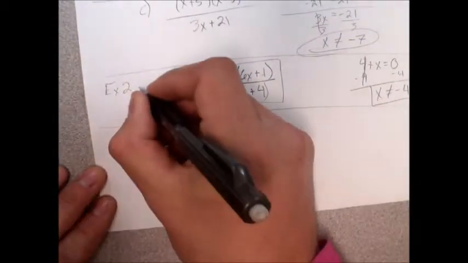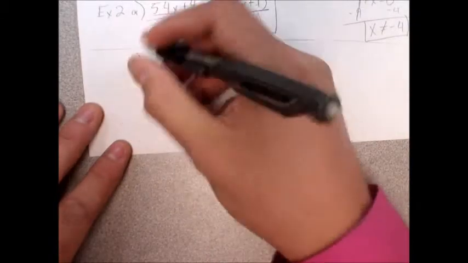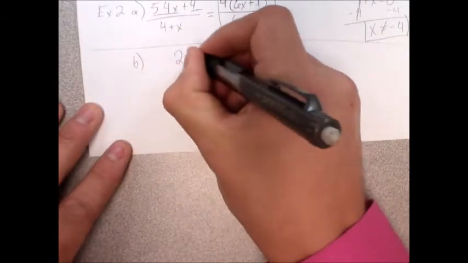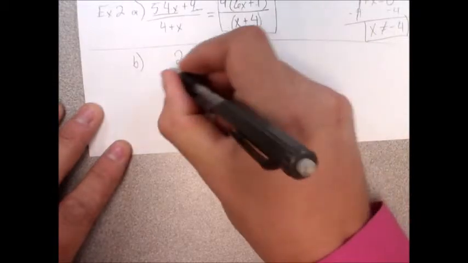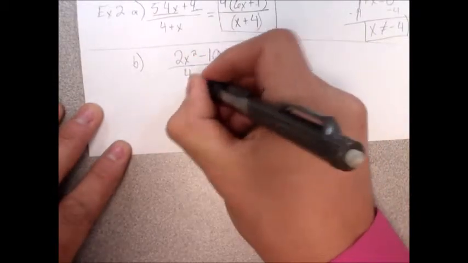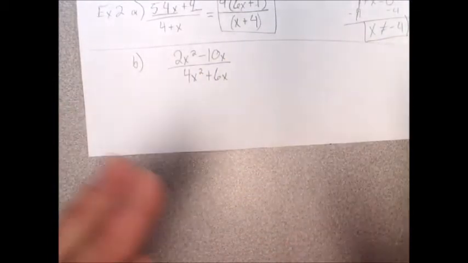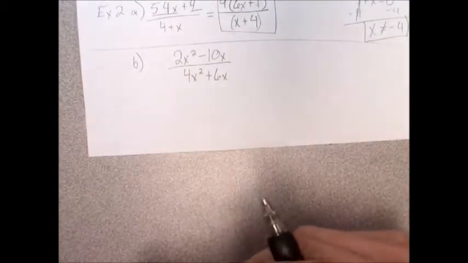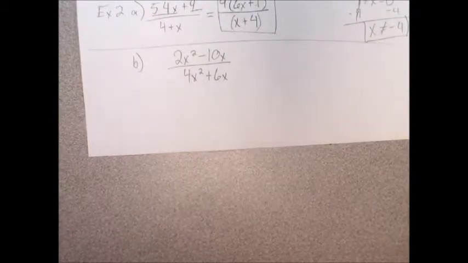That was A. On B, there's a much more complex one. On B it says, write this down as I say it aloud, 2x squared minus 10x over 4x squared plus 6x. Now we can do the long drawn out way of doing this. There is a long drawn out way of expanding everything, seeing what they have in common, and then combining them all again. We did that long method.